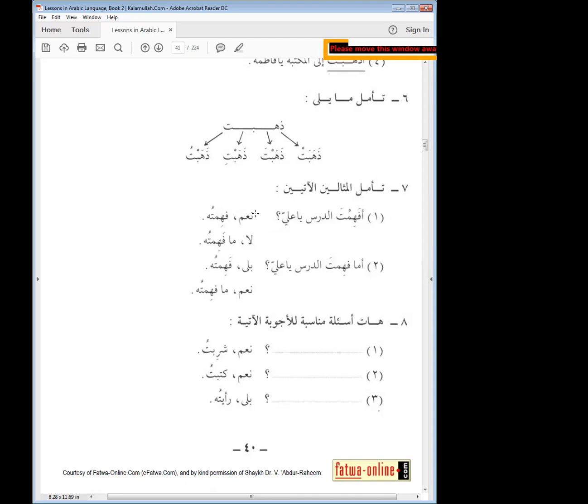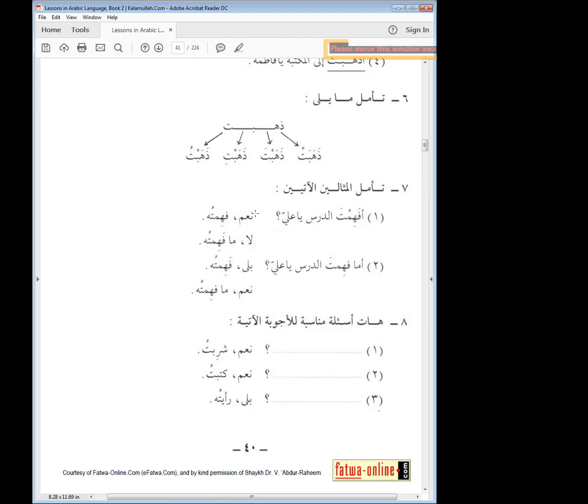However, if the question is a negative question, meaning it's phrased in a negative format, like in example number 2 there, look at it. أما فهمت الدرس يا علي؟ Say after me. أما فهمت الدرس يا علي؟ Alright, so the answer here now, because it's phrased in a negative way, with the ma inside there, we have to answer with either bala or na'am. So we would say bala fahimtuhu. Of course, I understood it. If you didn't understand it, you would say na'am ma fahimtuhu. Yes, I did not understand it.